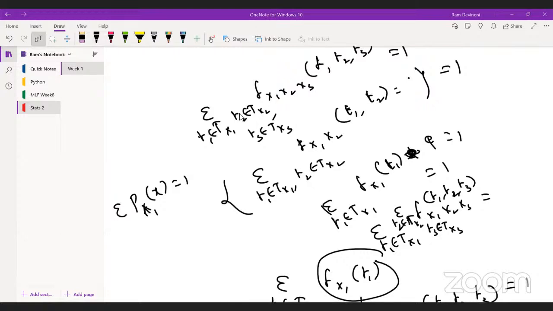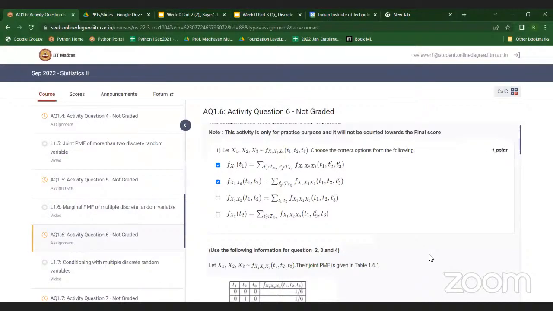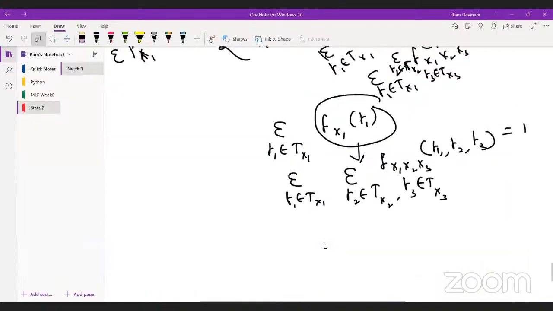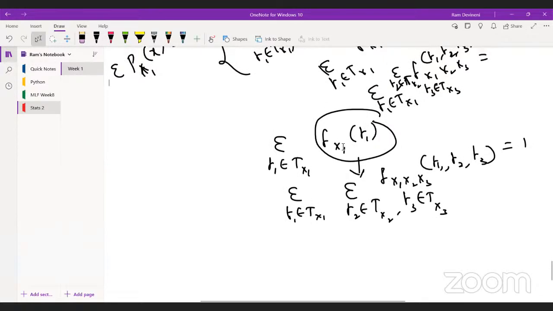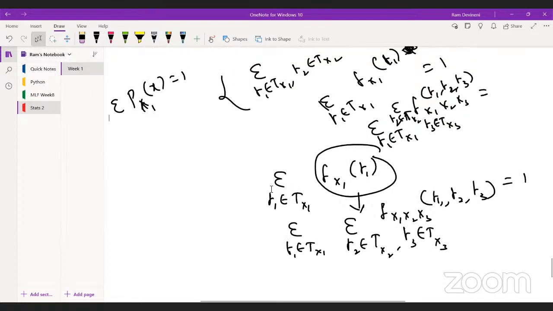Are we saying that f of x1, x2, t1, t2 is the marginal probability of x1? Yes, f_x1 of t1 is nothing but the marginal probability of x1. And we know that the sum of the marginal probabilities of any random variable should be equal to 1. So the sum over t1 belonging to T_x1 of f_x1 of t1 is the sum of all the marginal probabilities.